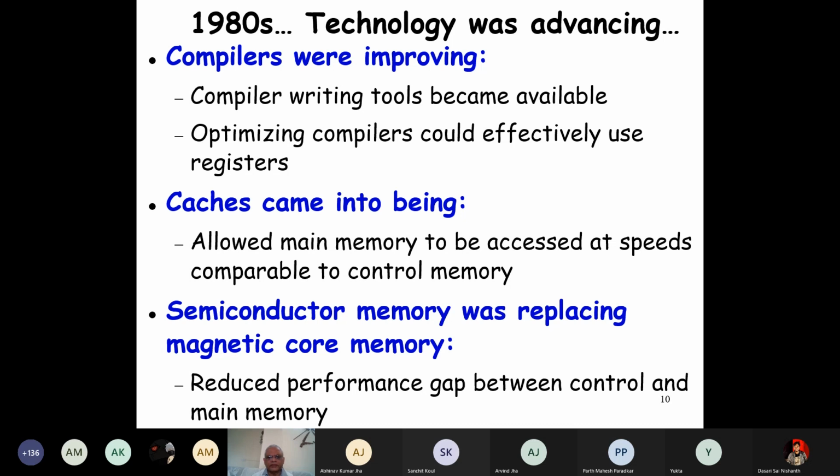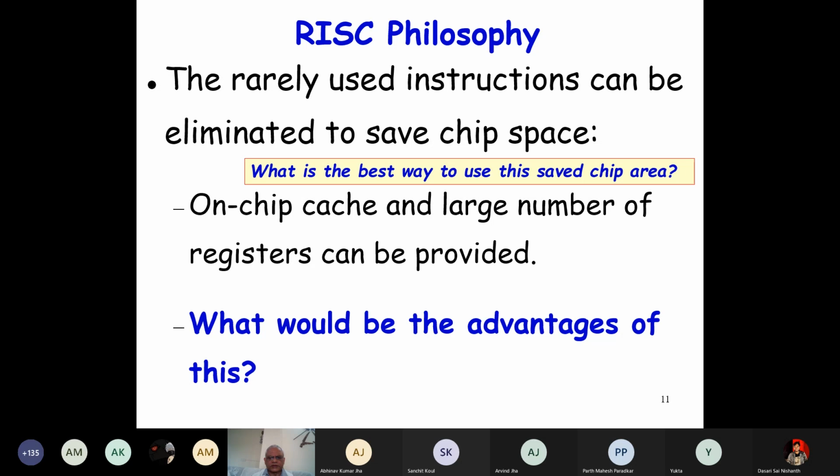We could efficiently execute large programs, and therefore at that time they thought it was a good idea to have a RISC processor. Now let's see what the characteristics of a RISC processor are.